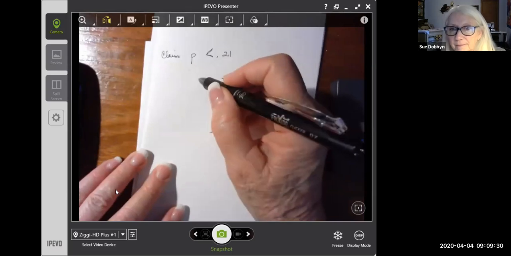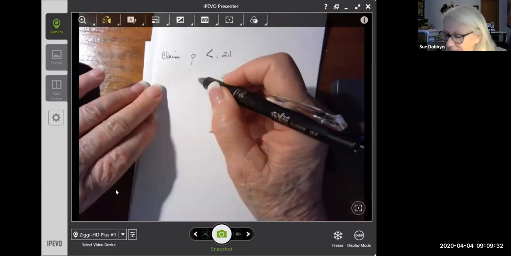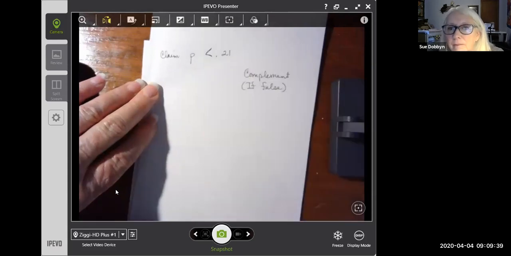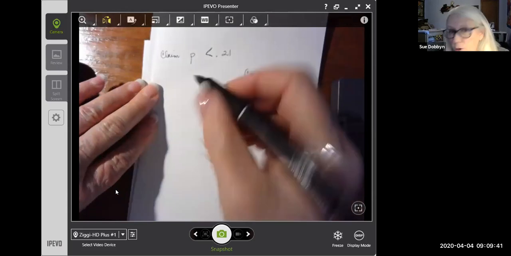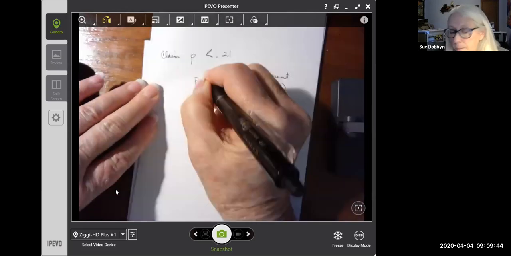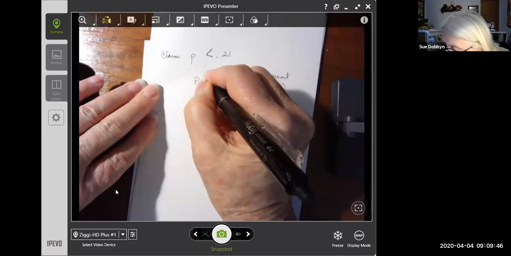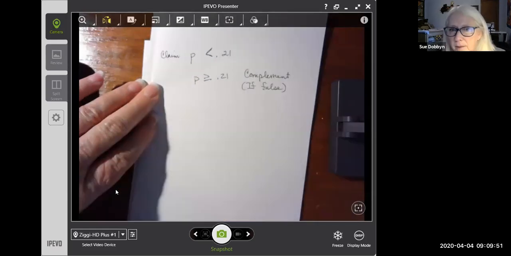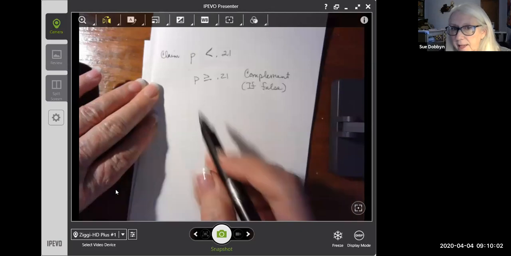You guys can talk. More than 0.21? Yeah, more than, greater than, but also it could be equal to. You see what I mean? Yes. Okay, if P is not less than 0.21, then it is either greater than 0.21 or equal to 0.21. And this is how you write that symbolically. Okay?